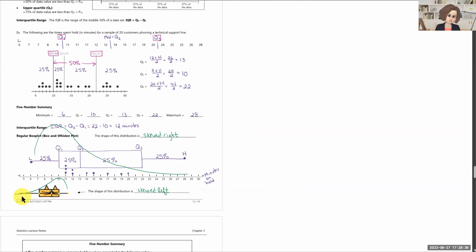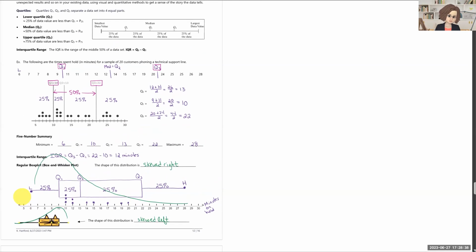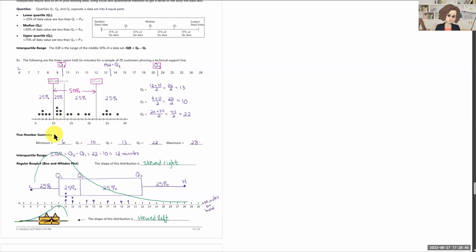So that is our 5-number summary of our data set. And then the visual there is called a regular box plot or box and whisker plot.